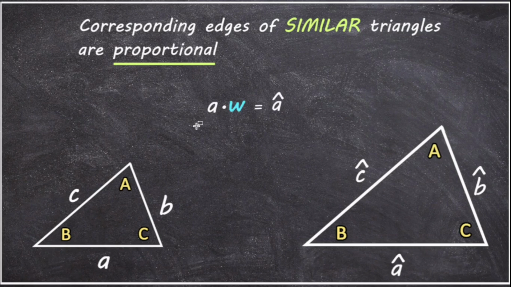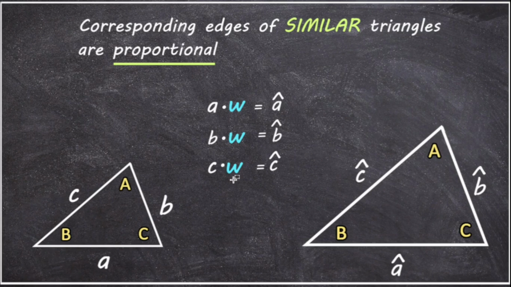Let's call the value that we multiplied A by W, so that A multiplied by W equals A hat. Now if we multiply edge lengths B and C by W, the result will be their corresponding edges. So the edge B multiplied by W will give the edge B hat, and the edge C multiplied by W will give the edge C hat. Multiplying each edge by the same value will result in the lengths of the corresponding edges. And that's what we mean when we say that corresponding edges of similar triangles are proportional.